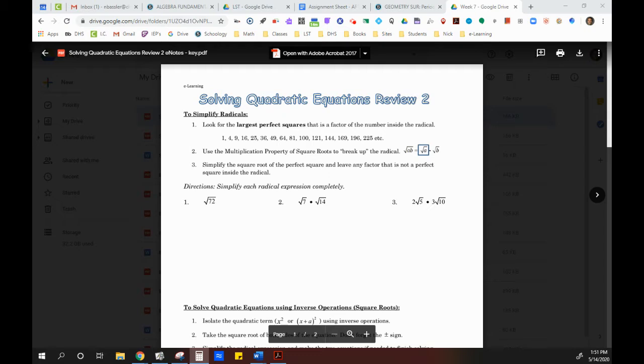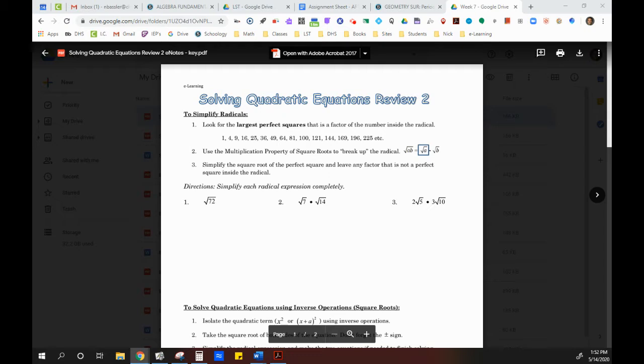Then I try the next biggest one, which is 36. Let's see if 36 goes into 72. And it does, it's 2. So that means my rad 72, I am going to break up into rad 36 times rad 2. This rad 36 is my perfect square. The square root of 36 simplifies to 6. So my final answer is 6 rad 2.